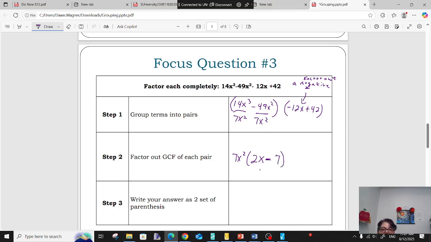Now, because I want these two parentheses to look exactly the same, this is negative, this is positive, but this parenthesis is positive and then negative. Do you see that? So when I pull out, I want to use a negative common factor, so that way the parentheses will look exactly the same. So what is my greatest common factor of a negative 12x and a positive 42? 6, but I'm going to use negative 6.